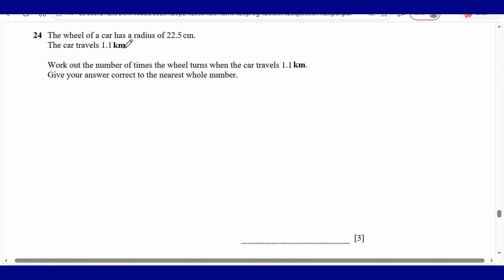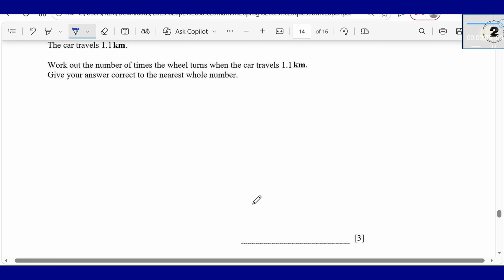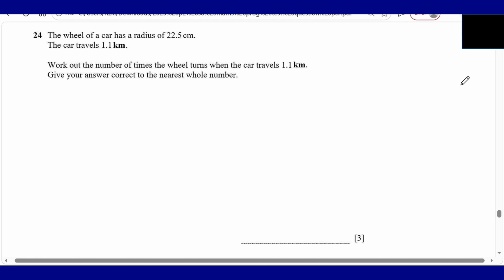The wheel of a car has a radius of 22.5 cm. The car travels 1.1 kilometers. Work out the number of times the wheel turns when the car travels 1.1 kilometers. Give your answer correct to the nearest whole number. Okay, so when the timer returns to 0, we'll reveal the answer. Remember, nearest whole number, guys.